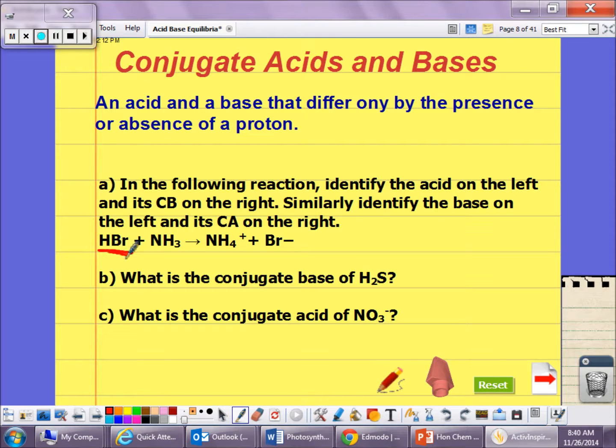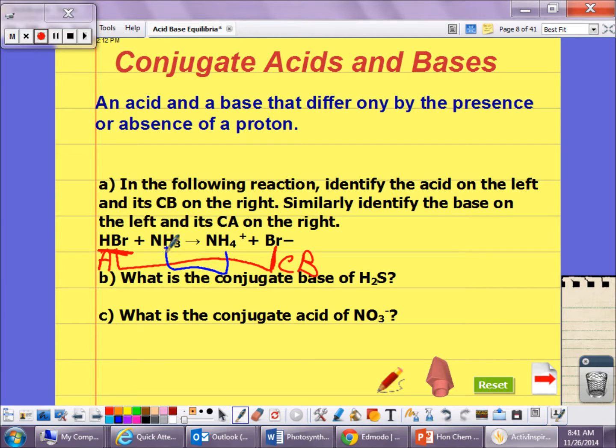This is HBr. Its partner is Br minus. The only difference between those two is the hydrogen ion. The HBr has one more hydrogen than Br minus. Therefore, this is the acid and this is its conjugate base. The only difference between an acid and its conjugate base is a hydrogen ion. That's all. I'm comparing those two partners. Don't write down partners on your AP test, please. They are not partners. This is me using kid language to explain it.